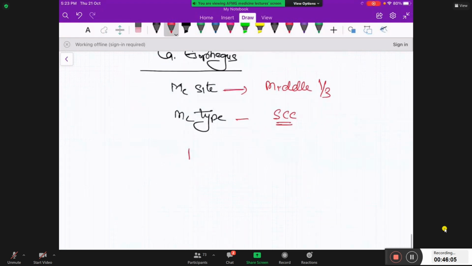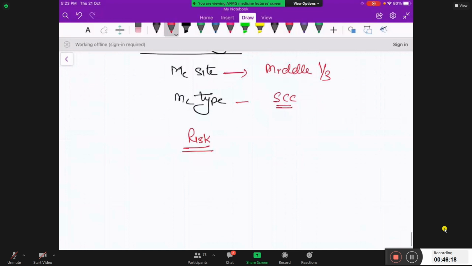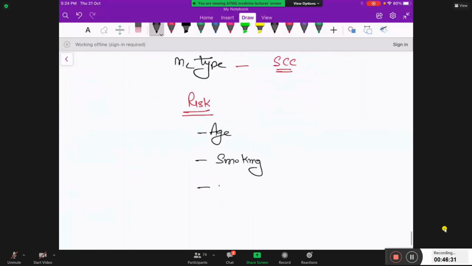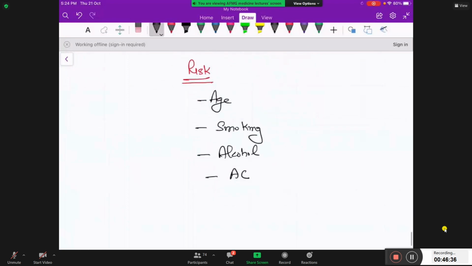There are a few risk factors which we need to know for carcinoma esophagus. They don't focus these days on the risk factor part. They focus more on the approach and management part. But then there are a few risk factors which we have to know, like age, smoking, alcohol, and achalasia cardia we know is a risk factor. Barrett's esophagus is also a risk factor, we know it.